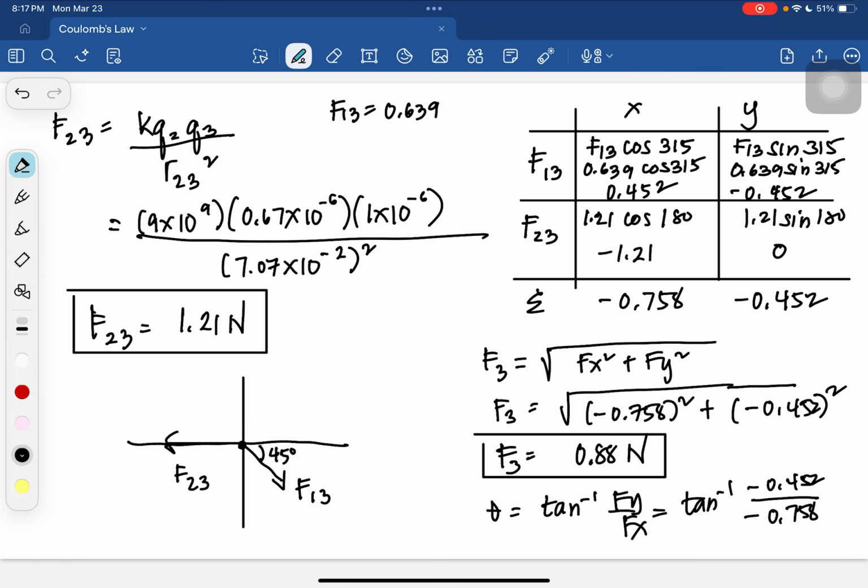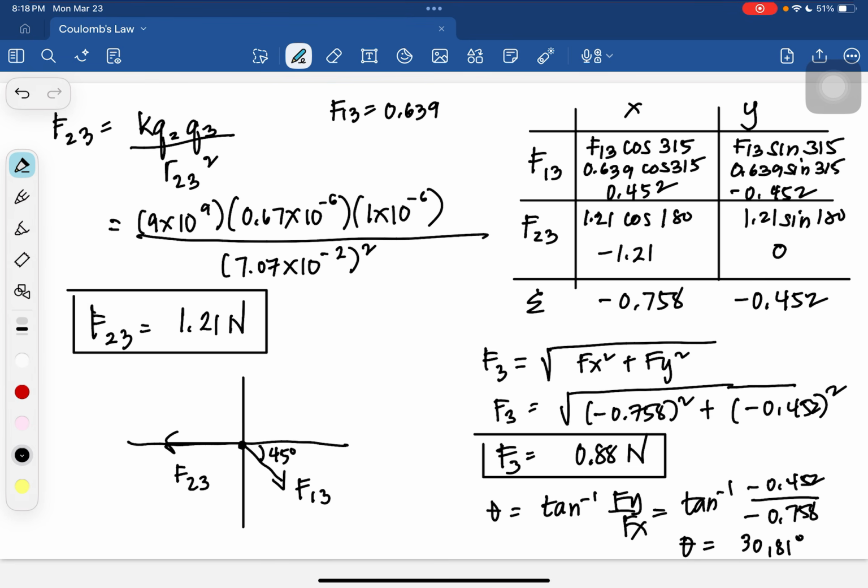Our theta now, I'll just write theta here. Hopefully it fits. Okay, that's inverse tangent. Let me just get my inverse tangent. Okay, and that's negative 0.452 and negative 0.758. And let's just, almost done. So the answer is 30.81 degrees.